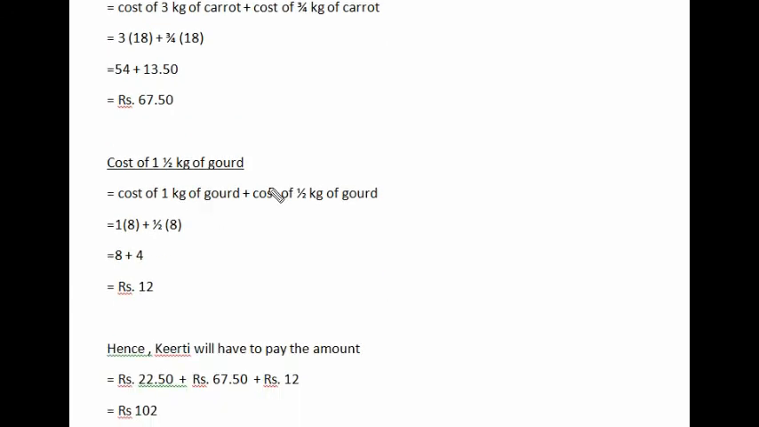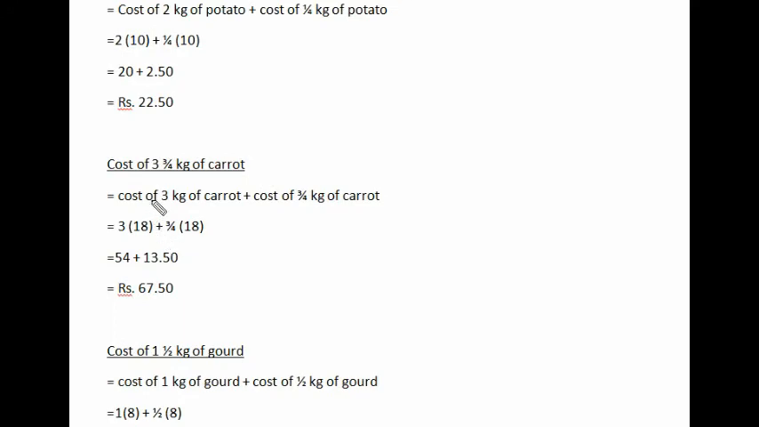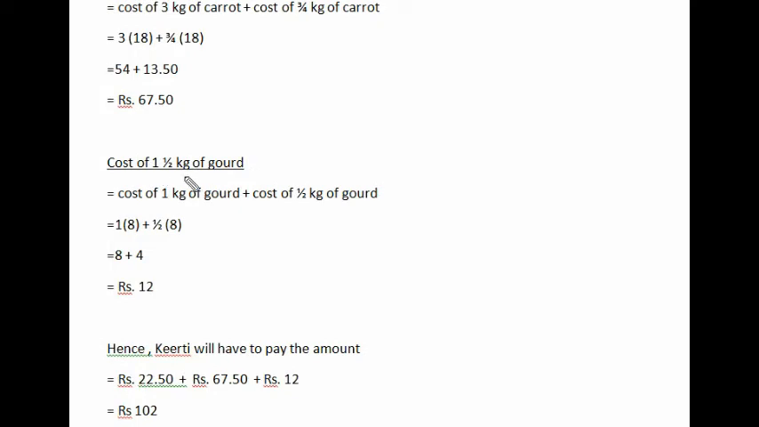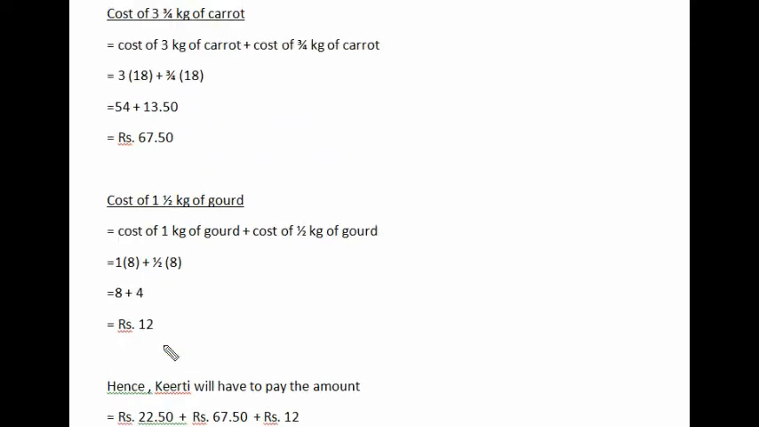Now we have to add all these amounts. The cost of 2 1/4 kg of potato, plus the cost of 3 and 3/4 kg of carrot, plus the cost of 1.5 kg of ghee. So hence Kirti will have to pay the amount rupees 22.50 plus rupees 67.50 plus rupees 12, which is equal to rupees 102. So Kirti will have to pay the amount rupees 102.